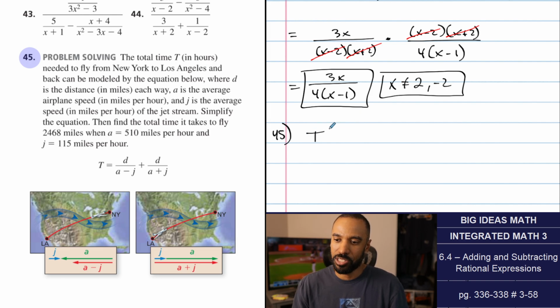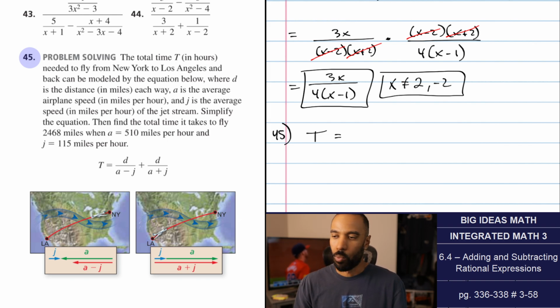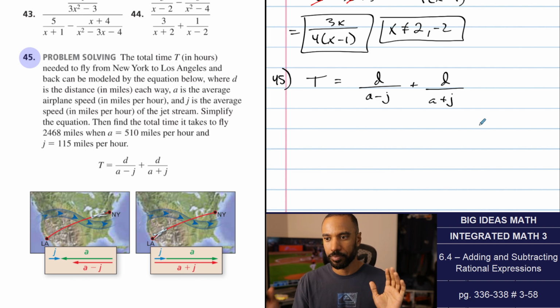Okay, so we got t equals, oh, they're showing kind of pictures. Yeah, jet streams, kind of like headwinds and tailwinds and things like that. Jet stream going against your average jet speed is working against you. So total time, it's distance over rate plus distance over rate. You add the two times together and you get your total time. That totally makes sense.